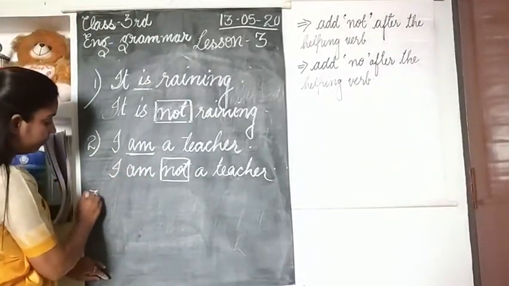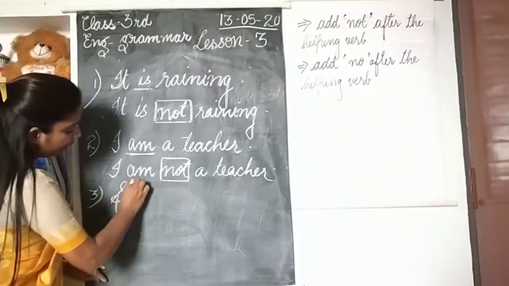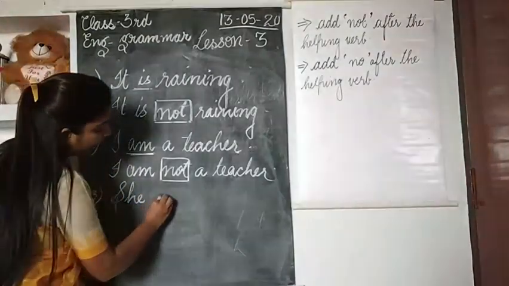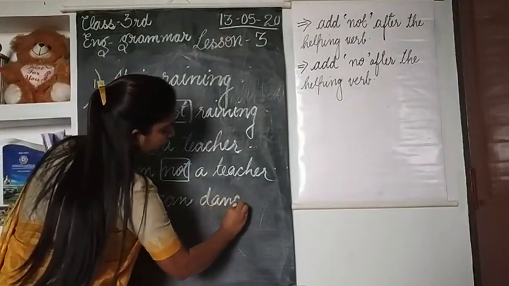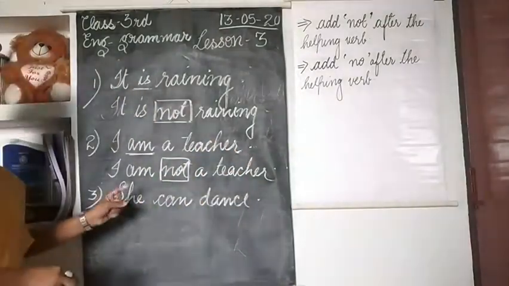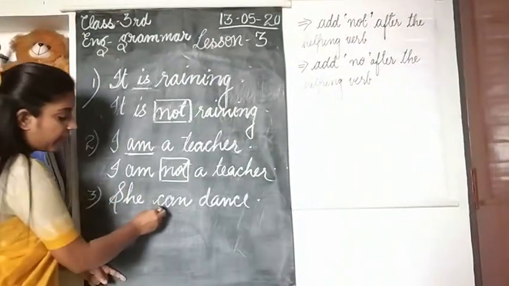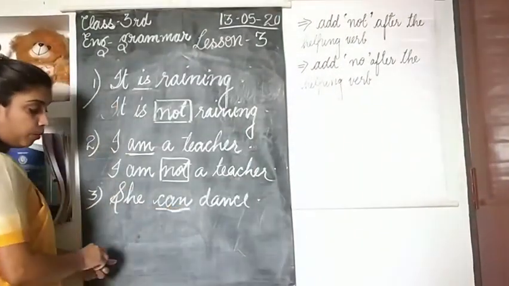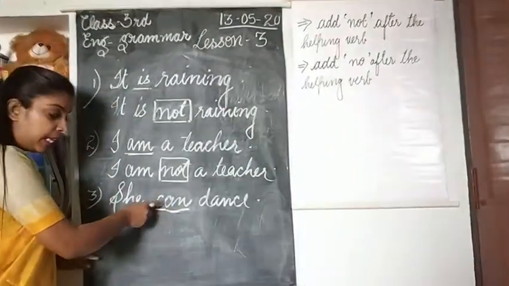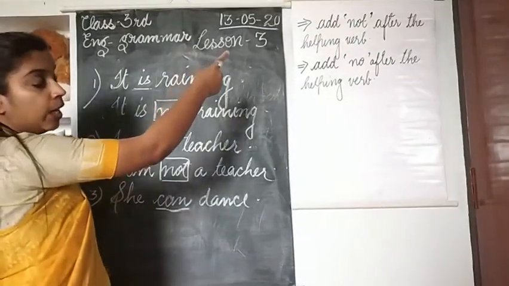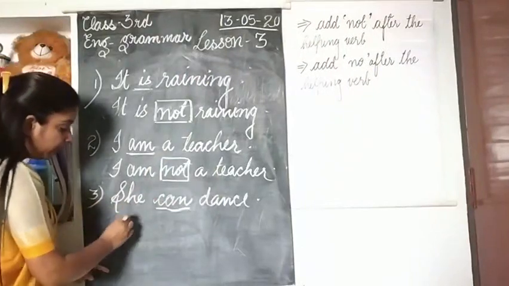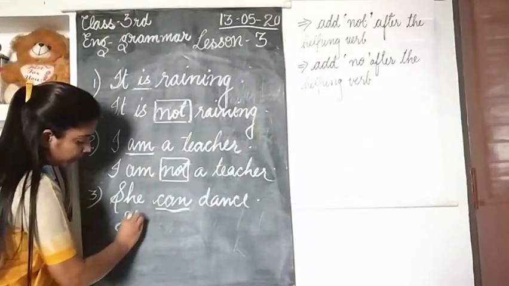One more example you will see. She can dance. Okay. Here in this sentence also, children, a helping verb is present, can is the helping verb, and since a helping verb is present here, it can be changed into a negative sentence by adding not. Okay, so what will be the negative of the sentence?